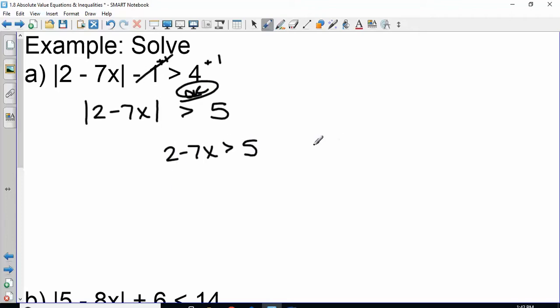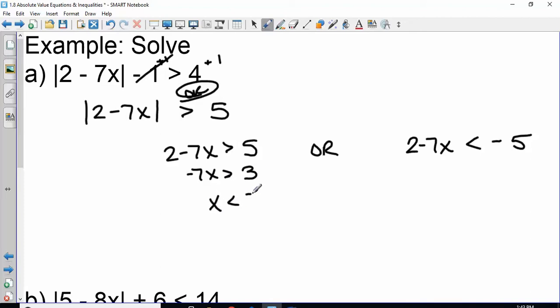So for the first one, you just drop your absolute value. Or, for the second one, you make it a less than negative 5. So if I subtract my 2, what happens when I divide by negative 7? Subtract my 2. Divide by negative 7 flips my inequality.